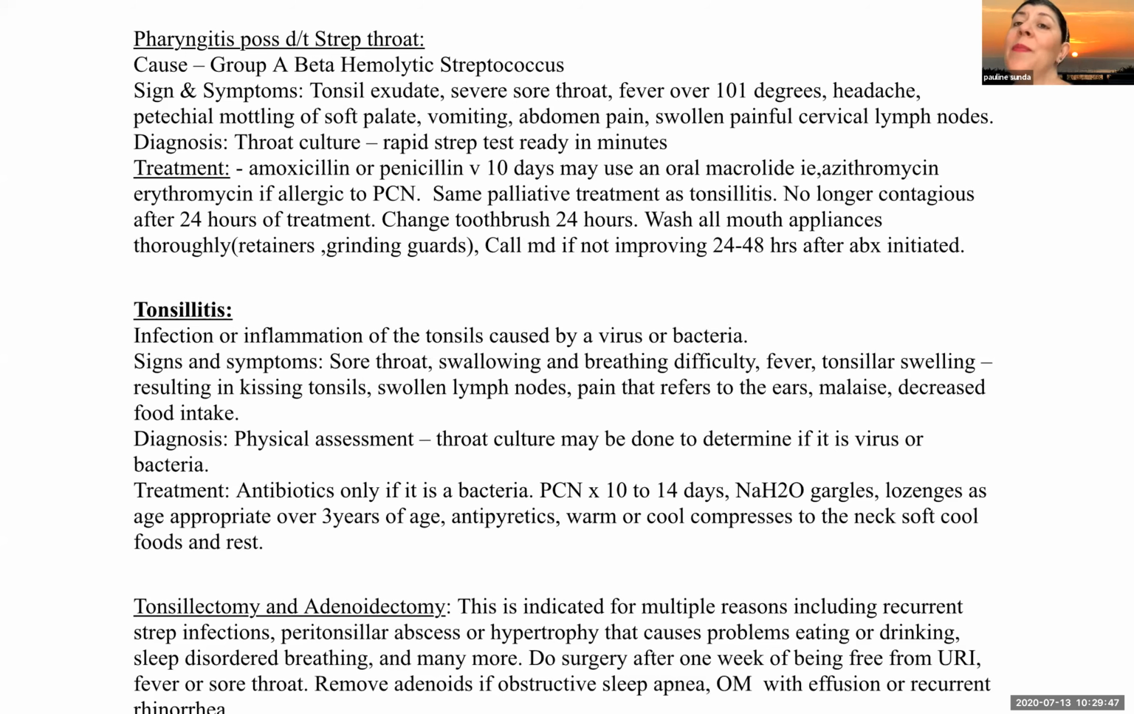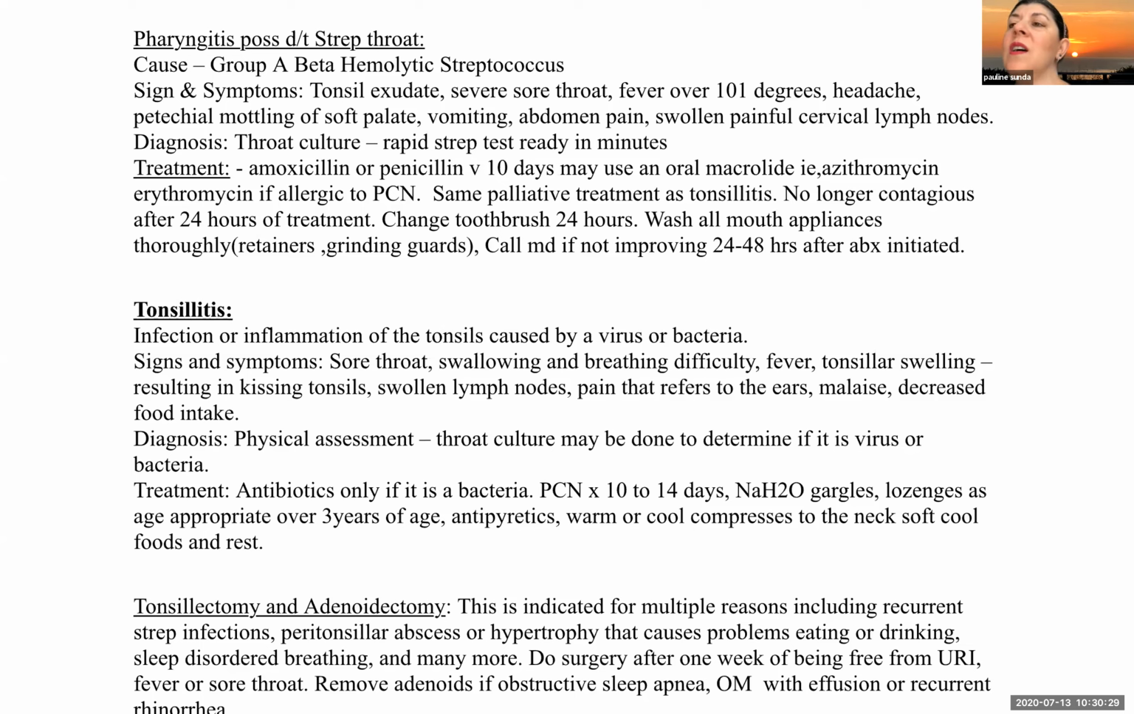Pharyngitis. This can possibly be caused by strep throat. If it is caused by strep throat, this is a group A beta hemolytic streptococcus, and the signs and symptoms you can see here are tonsillar exudate, a very severe sore throat, fever over 101, headache, petechial mottling of the soft palate, vomiting, abdominal pain, and swollen painful lymph nodes around the cervical area. For diagnosis, they can do a throat culture with a rapid strep test, and this is ready in just a few minutes. Treatment is amoxicillin or penicillin V for 10 days orally.